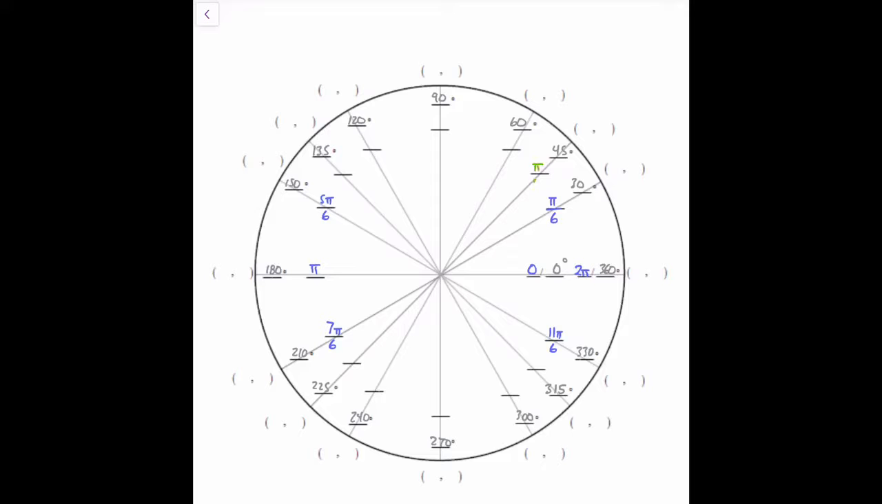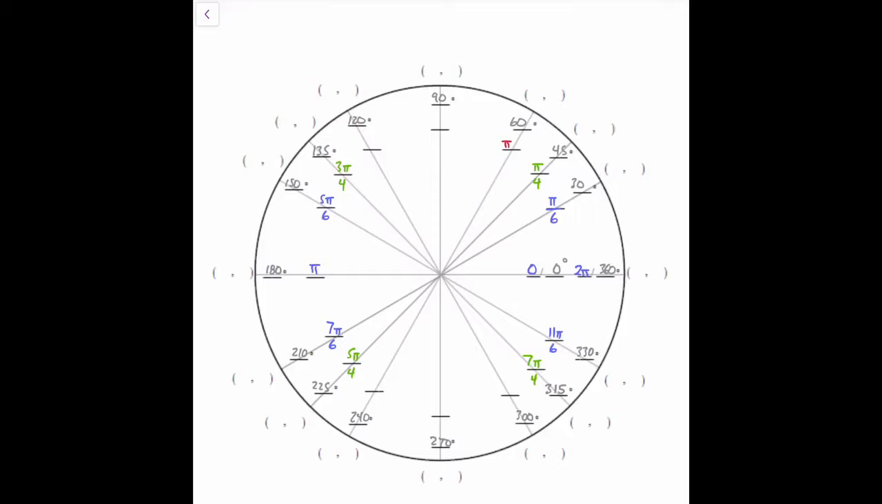Then I'm going to go up one, and 45 degrees is pi over 4. So then pi is 4 pi over 4. So one before it is 3 pi over 4. One after it is 5 pi over 4. 2 pi is 8 pi over 4. So the one before it is 7 pi over 4.